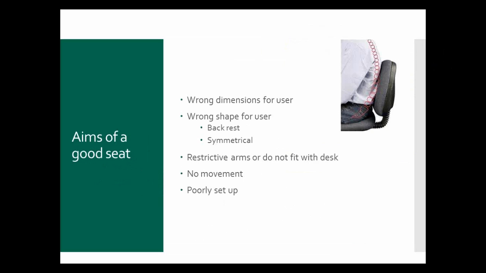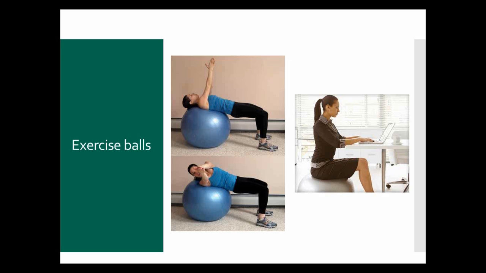Seems fairly easy, but we know that frequently we land up with problems. So what are some of the common problems? And I'm sure a lot of you will agree with most of this. Quite often we see that there are wrong dimensions for the user. Maybe the seat pan is too long for somebody with shorter thighs.